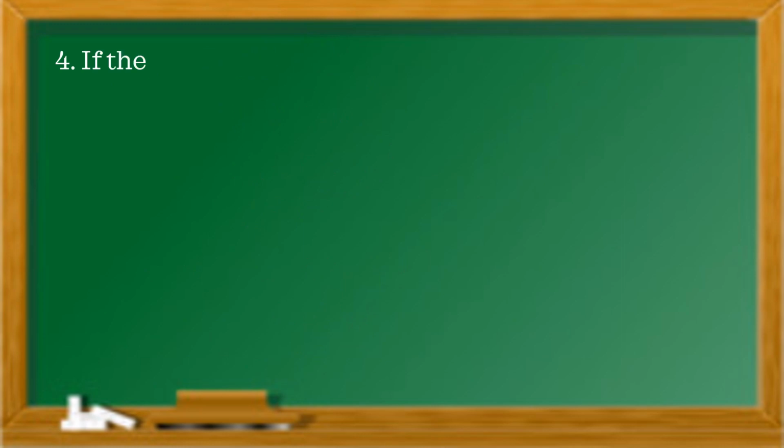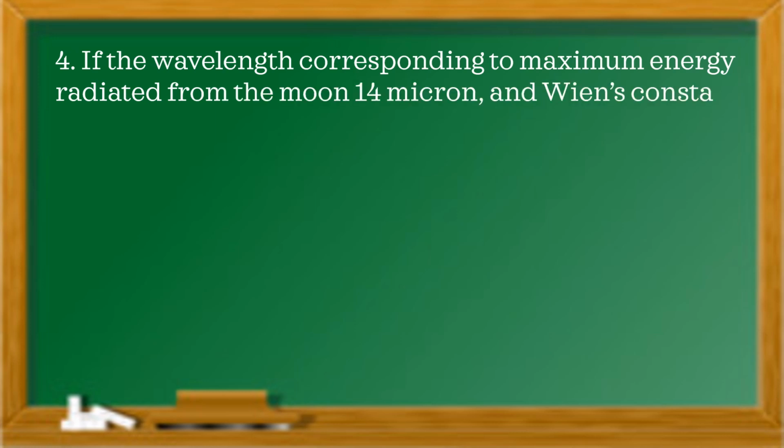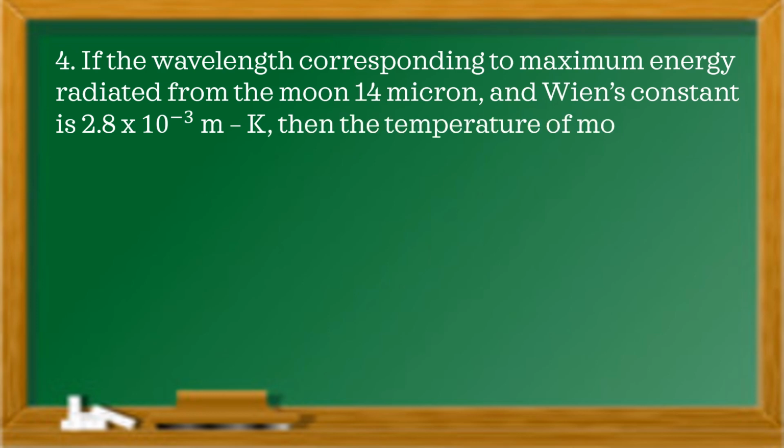Let us go to the fourth question. If the wavelength corresponding to the maximum energy radiated from the moon is 14 micron and Wien's constant is 2.8 into 10 to the power of minus 3 meter Kelvin, then the temperature of the moon is? Here they gave 14 micron and Wien's constant as 2.8 into 10 to the power of minus 3 meters Kelvin.